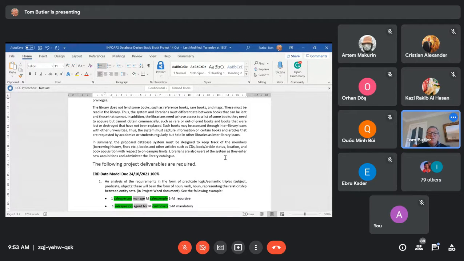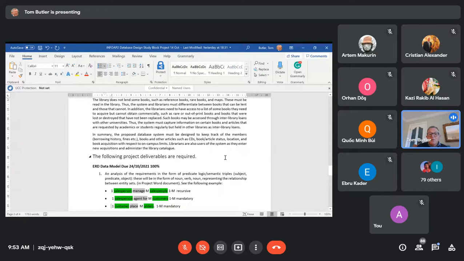In addition, the librarians need to have access to a list of some books they need to acquire but cannot obtain commercially, such as rare or out-of-print books and books that were lost or destroyed that haven't been replaced. Such books may be accessed through interlibrary loans. So back up to interlibrary loans with this one. Thus, the system must capture information on certain books and articles that are requested by academics and students regularly, but held in other libraries, such as interlibrary loans. So the interlibrary loans table will have that information, right?